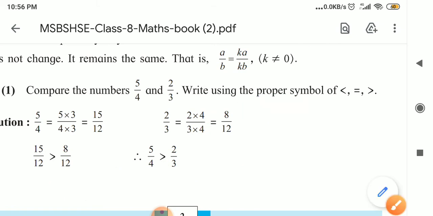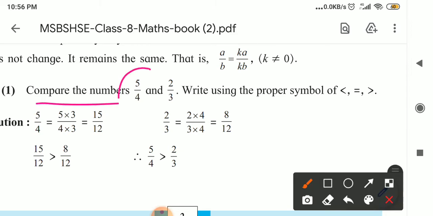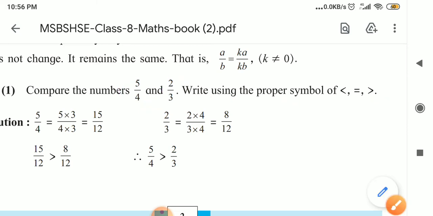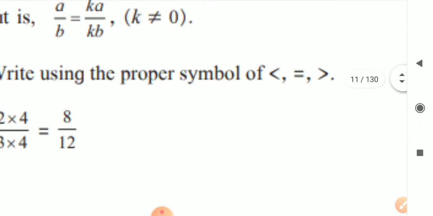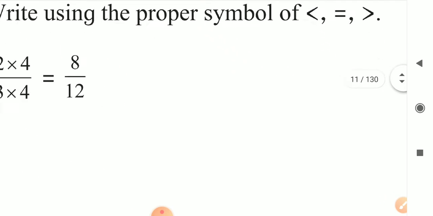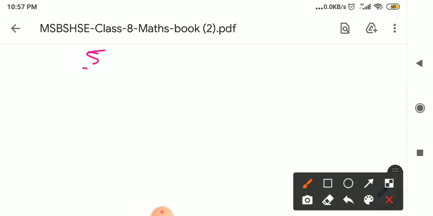Now here is a question: compare the numbers 5/4 and 2/3 and write using the proper symbol. Now tell me how to solve this question. To solve this question, we just have to make the denominators of the fractions the same, and you know how to do that. This lesson was there for you last year. So 5/4 and 2/3, these two fractions we have to compare. According to the rule, both numbers are positive, so we have to make the denominator the same first.